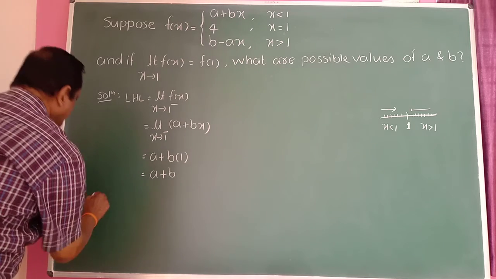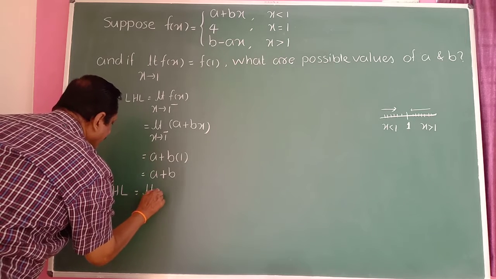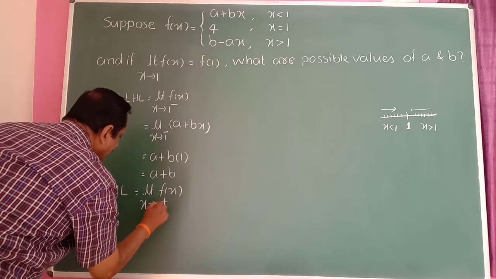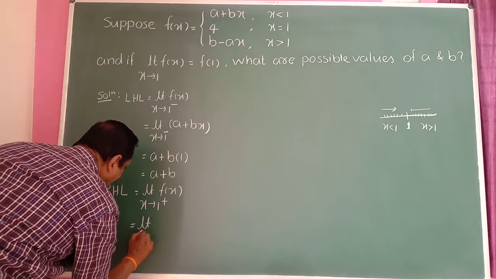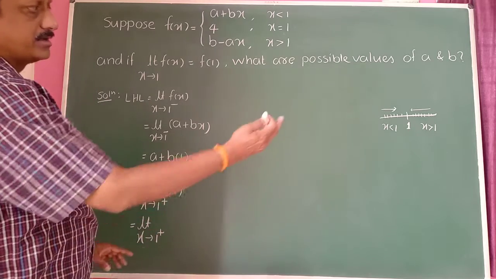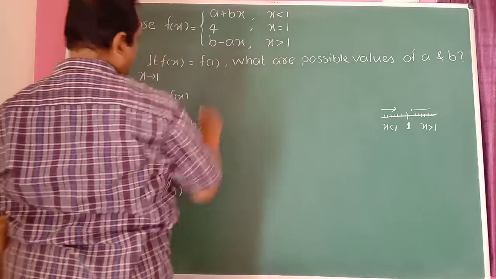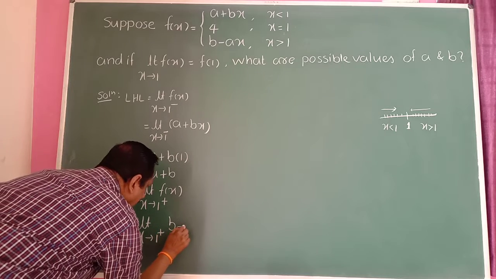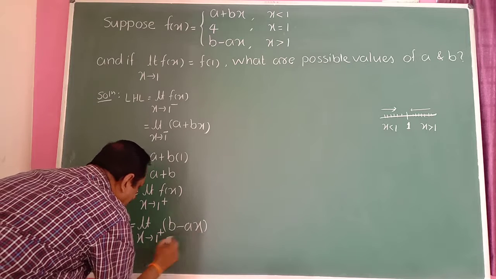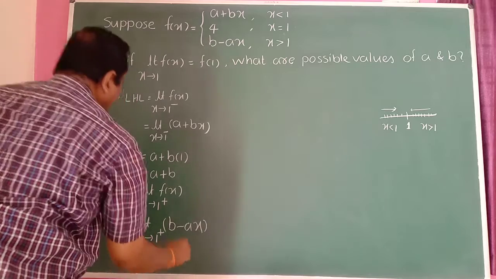Then take RHL here. RHL is equal to limit of f of x as x tending to 1 plus here. Therefore, limit of x tending to 1 plus. Plus means you are taking values from the right hand side here, x greater than 1. The function is b minus ax here. Therefore, b minus a into x here. Directly put x value 1 here. So it gives b minus a, a into 1 becomes a. So b minus a.